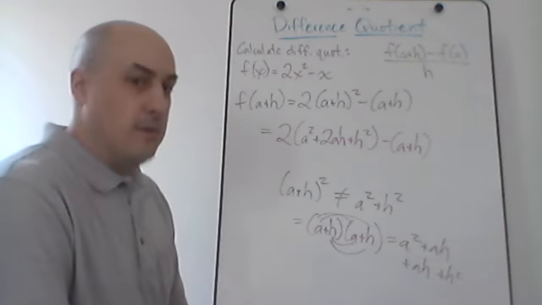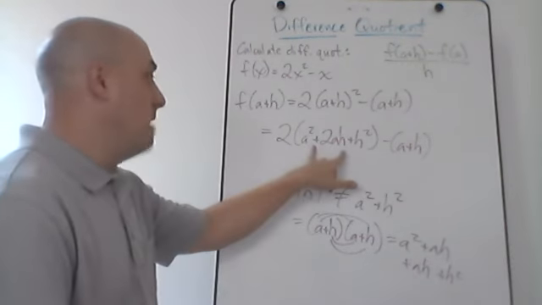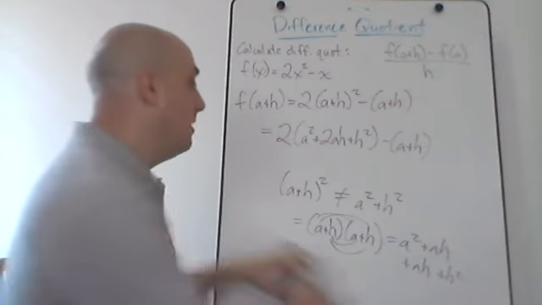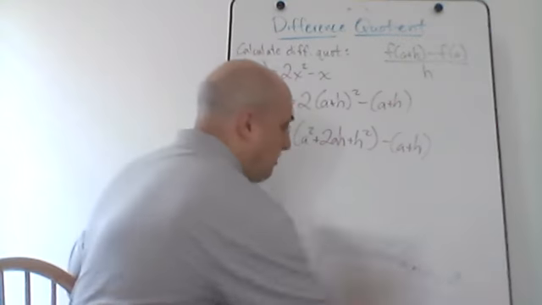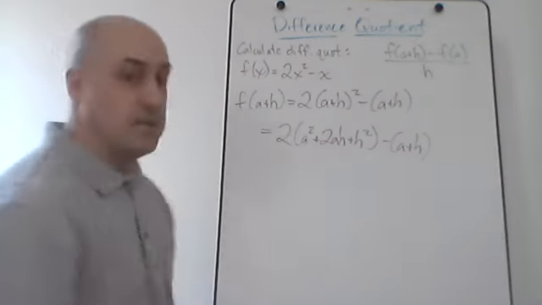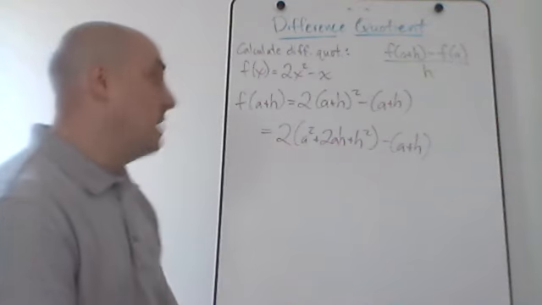So that's what we get from a plus h squared. It's not just a squared plus h squared. You actually have to multiply it out and FOIL it to get all this stuff. So that's another part of these problems where sometimes students make that mistake of just trying to distribute the exponent when you cannot do that. So watch out for that as well.